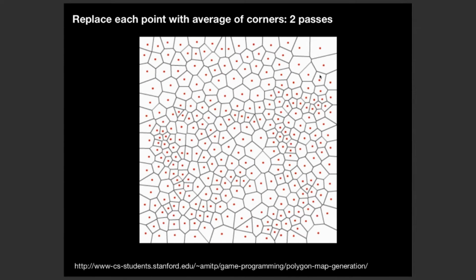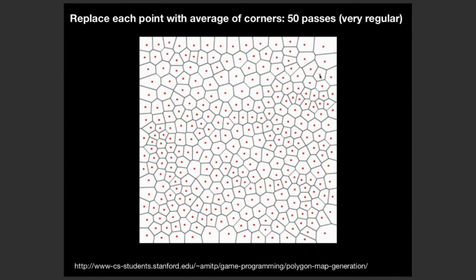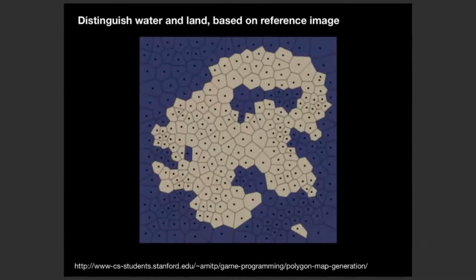So the more we do this averaging of the corners of the polygons, then the more regular it looks. So we can do this a couple of times, and it looks now a little bit more pleasing. It looks like a set of regions which you could use as a basis for a map. All right, if we keep on doing this, we're going to end up with something which is very, very regular. Perhaps that's what you want, perhaps it's not.